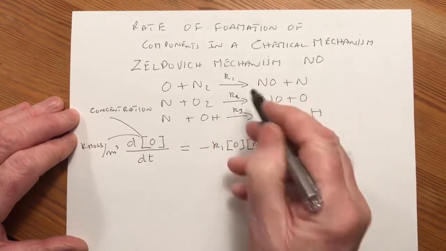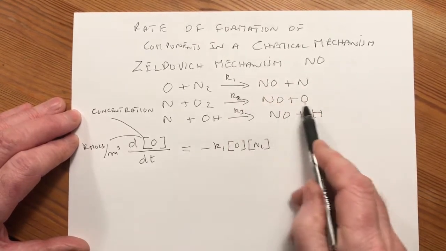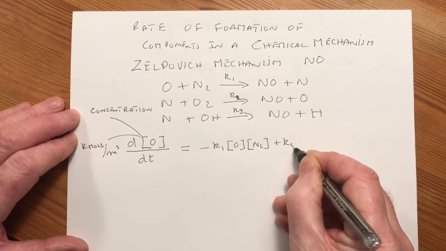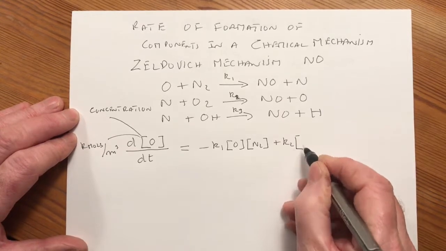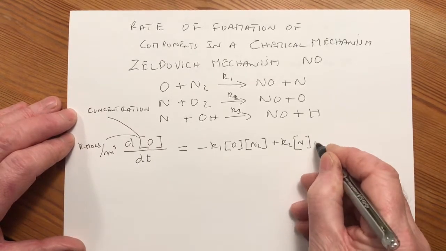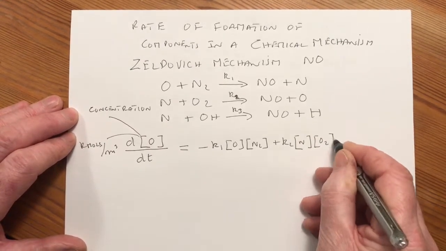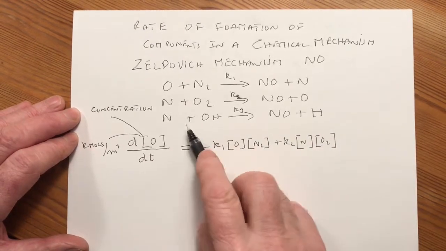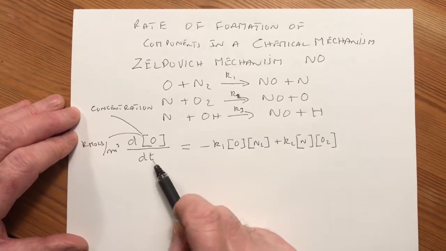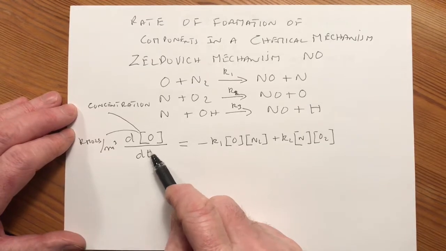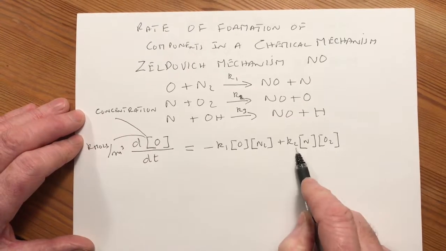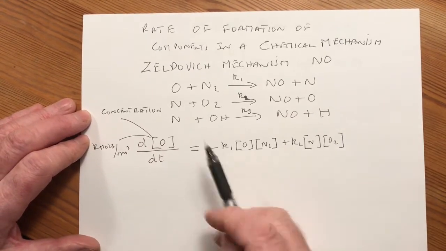The second reaction, we can see that we're forming O. So this becomes plus K2 multiplied by the concentration of N and O2. Let's have a look at the third reaction. There's no O involved. So this is the complete expression. This is just simply an ordinary differential equation for the concentration of O over time, given by K1 and K2 and the concentration of these components.